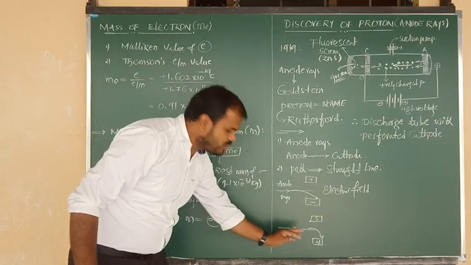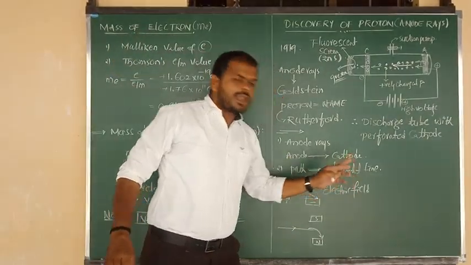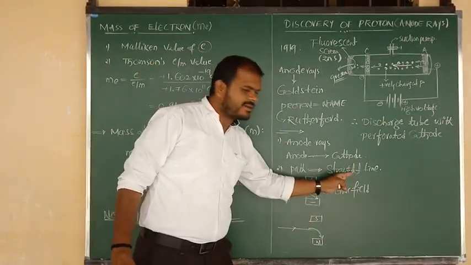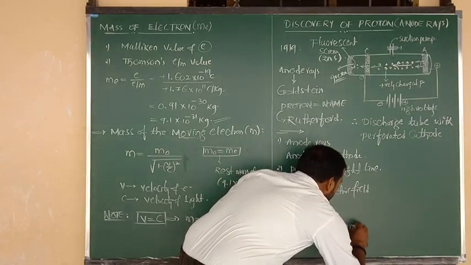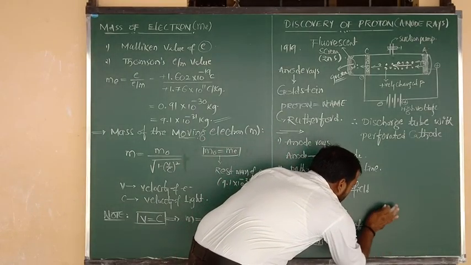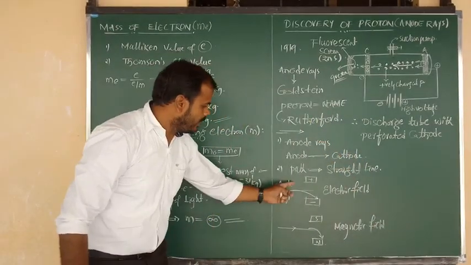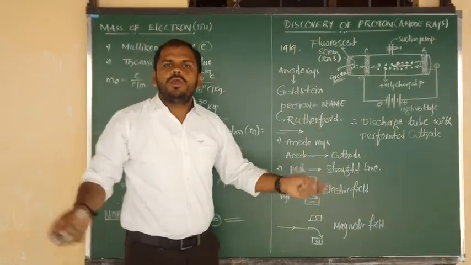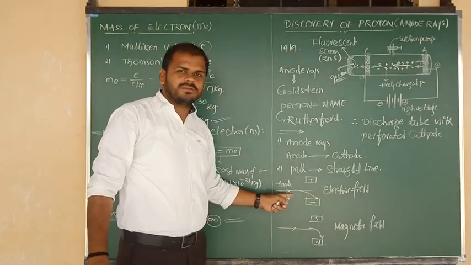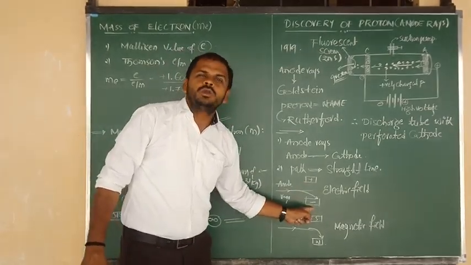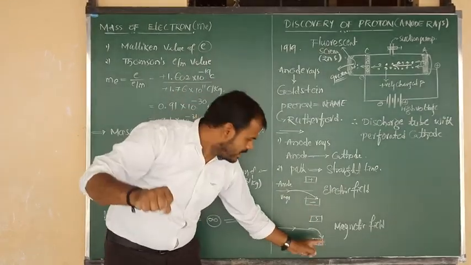Based on these two reactions, we can clearly say that generally anode rays travel in a straight line, but under the influence of electric field and under the influence of magnetic field, they are deviated in a particular manner. That is, they are attracted towards the negative plate, and they are attracted towards the north pole.